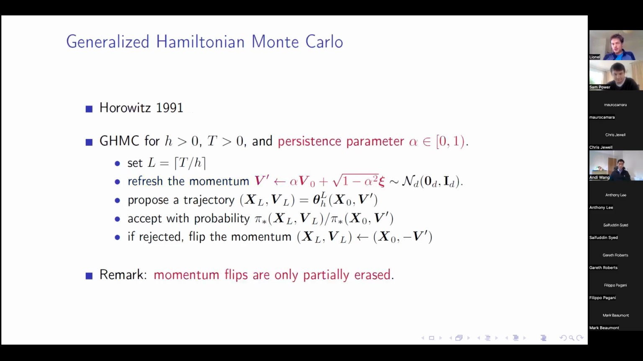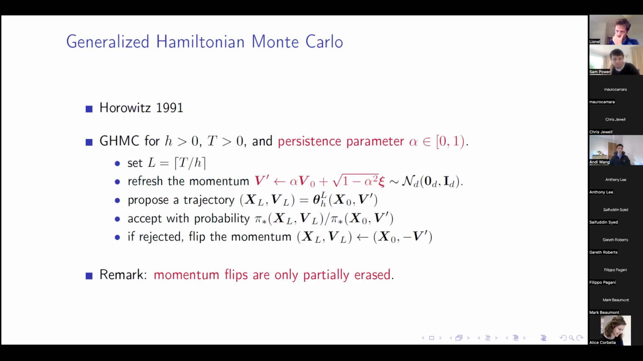Well, the answer is that a few years later, in 1991, Horowitz introduced a generalization of this algorithm known as GHMC that involves an additional parameter. And this additional parameter here is the so-called persistence parameter alpha. And you can see here that in the statement of this algorithm, the only difference with the standard HMC algorithm is that now we allow for partial momentum refreshment. Right? So in the second step here, when alpha is equal to 0, we recover standard HMC, we fully refresh the velocity. As soon as alpha is strictly positive, refreshments become partial and more partial as alpha gets closer and closer to 1. Right?